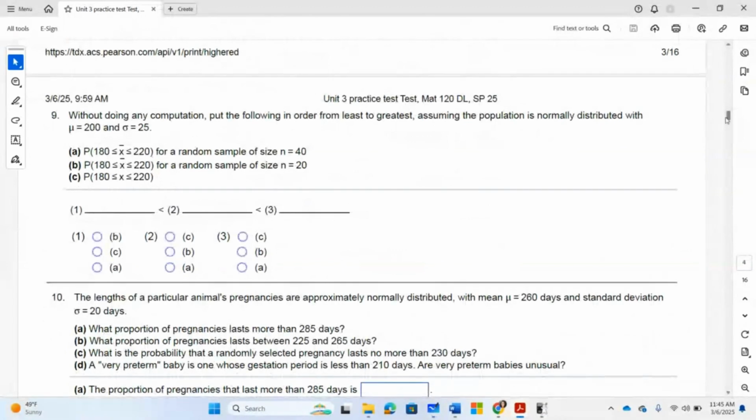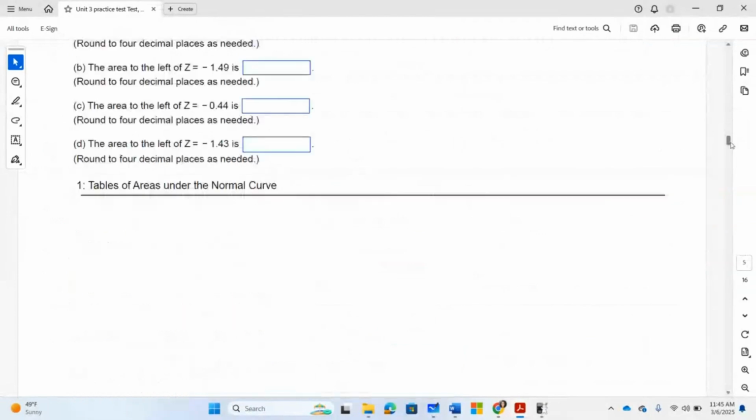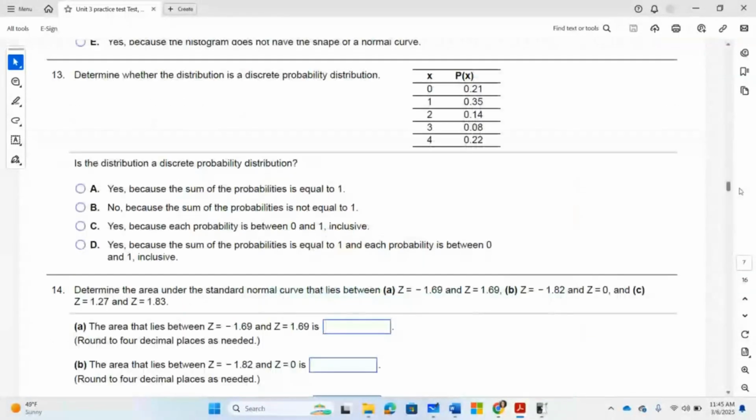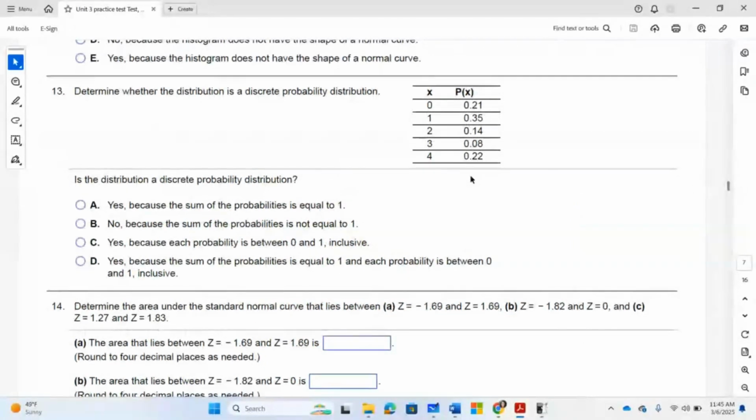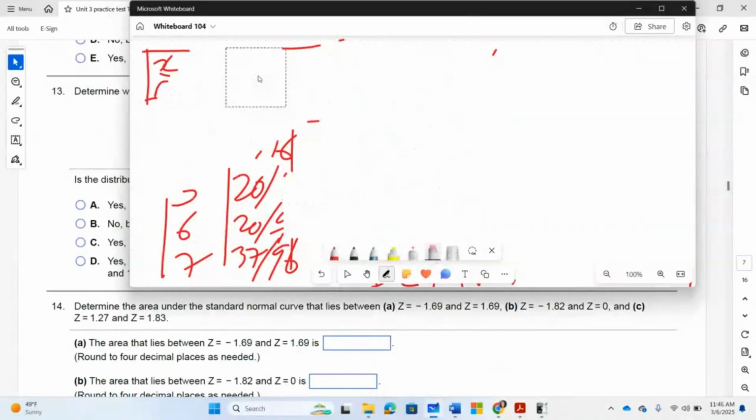Okay, so we can actually do one more question on binomial distribution. Let's see if we have another question. This is another question on discrete probability distribution. So determine whether the distribution is discrete. We did it the other day. It says, is the distribution a discrete probability distribution? What this question is actually asking you is, is the sum of all the probabilities equal to 1? We answered this question the other day. We want to answer it again.